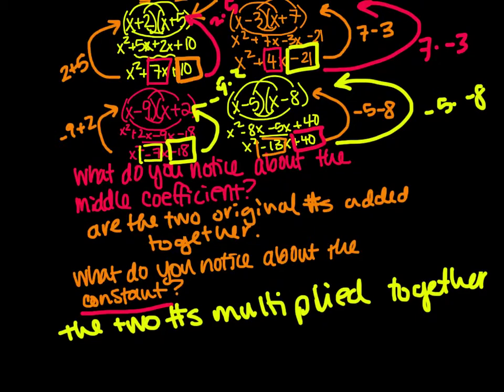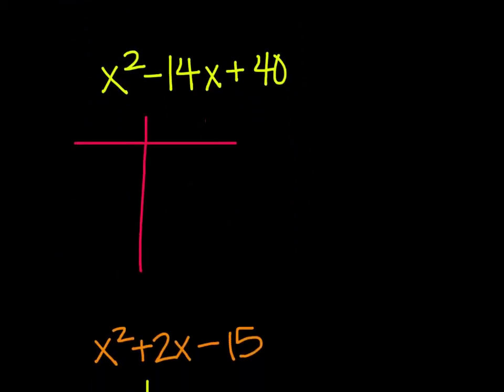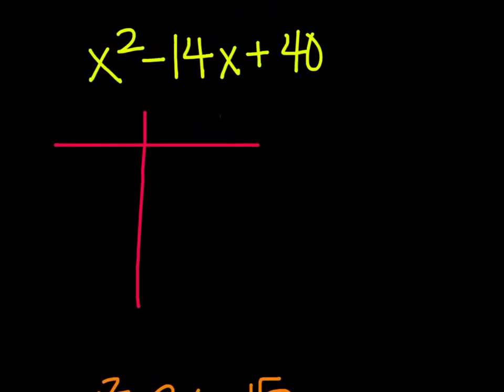So taking the idea that the middle coefficient is those two numbers added together, and the ending coefficient, or the ending constant, is the two terms multiplied together. Let's now do a little bit of practice.